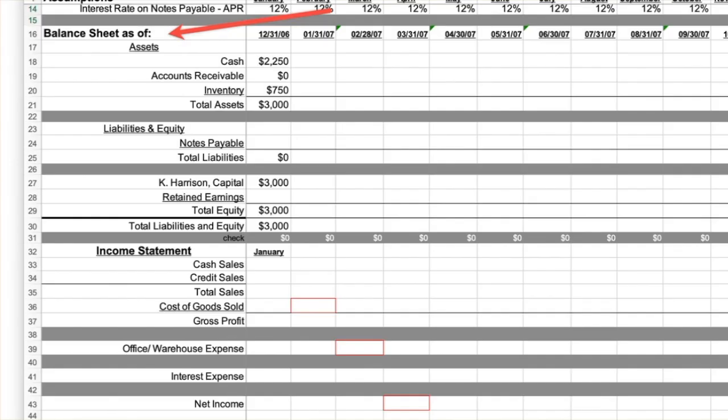So here we're looking at the opening balance sheet for Bolivian imports. Specifically, this balance sheet shows the assets, liabilities, and equity for December 31st, 2006, which is the same as January 1, 2007, which is the starting date for this business. We have cash on hand of $2,250.